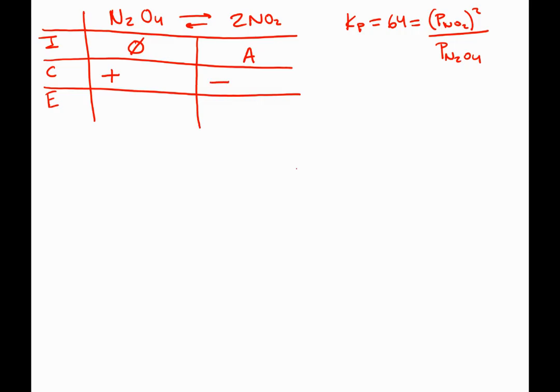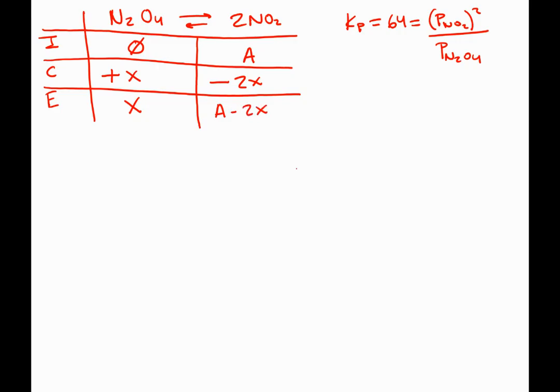Then we will say that for the N2O4, the change has to be plus x, because the stoichiometric coefficient there is 1. And for the NO2, the change is going to be minus 2x, because the coefficient for NO2 is 2. Then we can combine the initial and the change lines to get the equilibrium line. So x for the N2O4 and A minus 2x for the NO2.